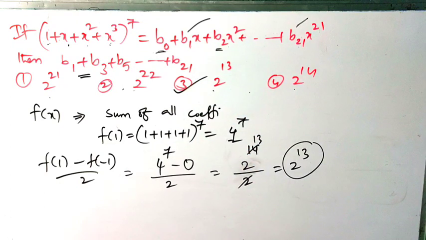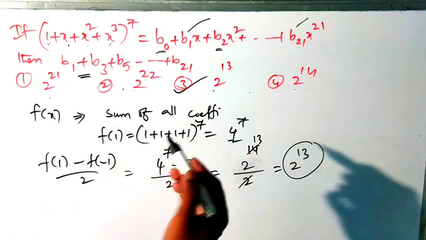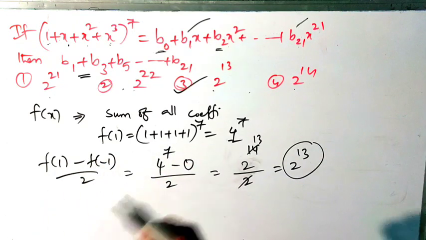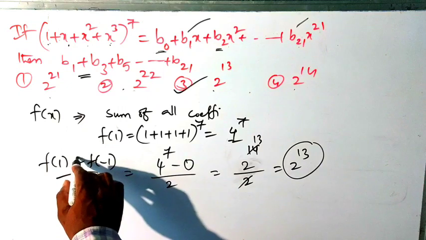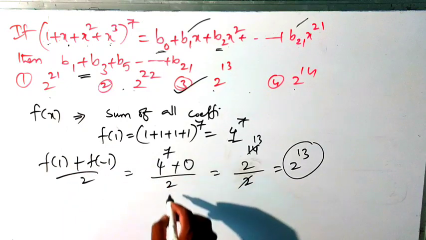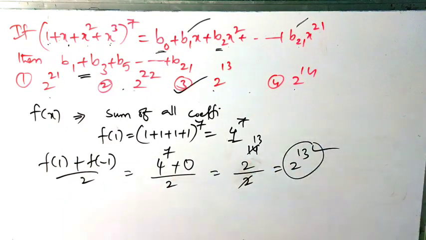Suppose we find the value of the even coefficients here. We again get 2¹³. The answer is also the same. Why? Because f(−1) is nothing but 0. So the even terms and odd terms both have the same value.